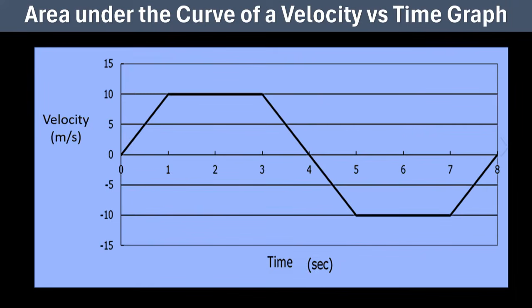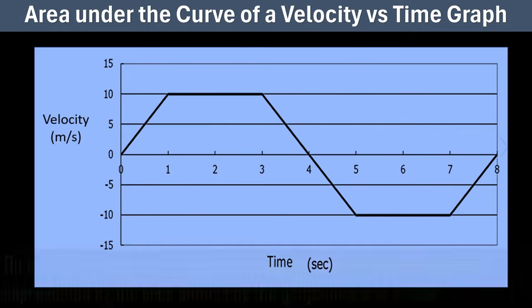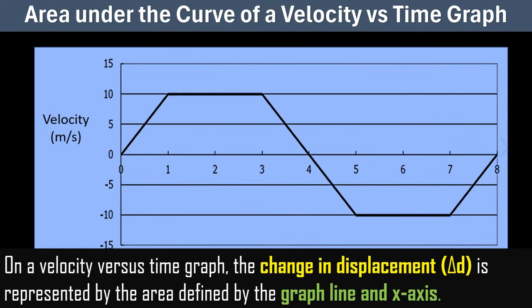We have here a velocity time graph of an object's motion. On the y-axis is the velocity and on the x-axis is the time. Even if the graph shows only the velocity, we can also determine the displacement traveled by the object by looking at the area covered by the graph per time interval.